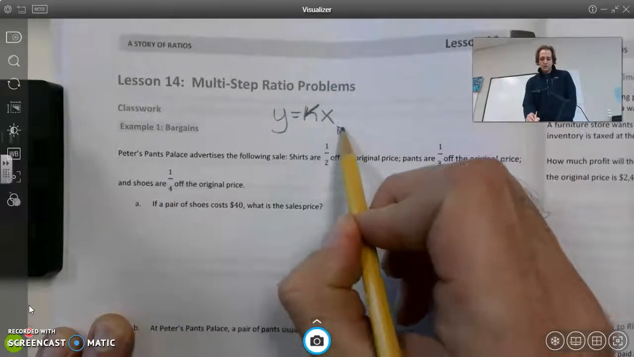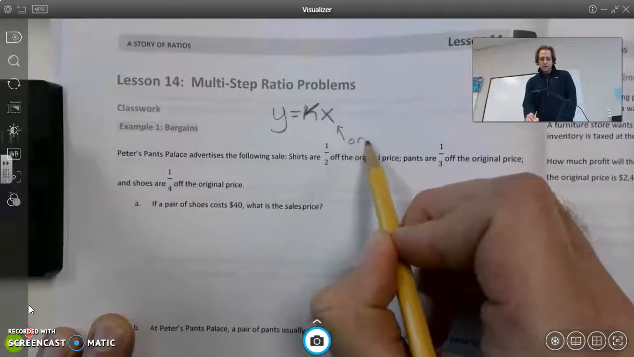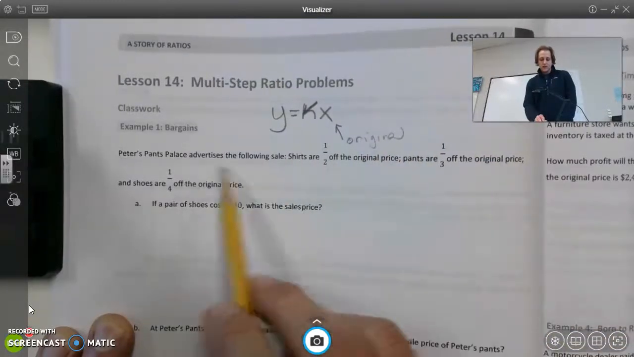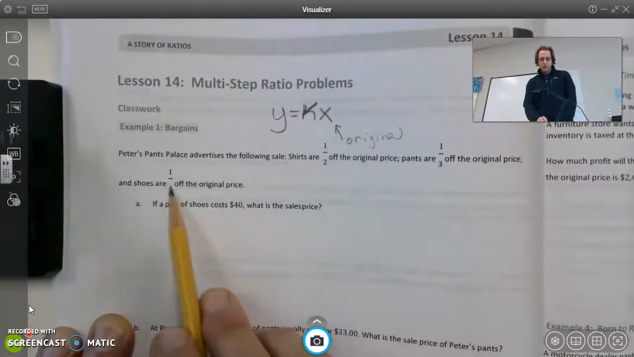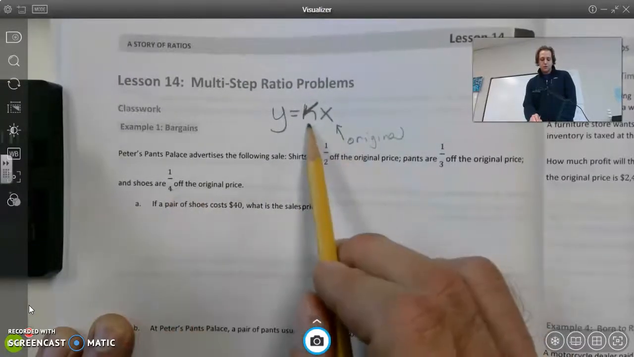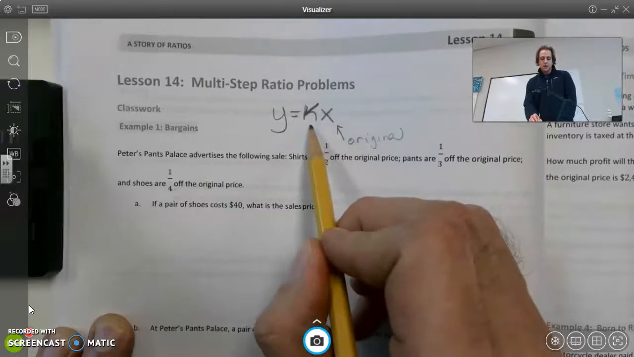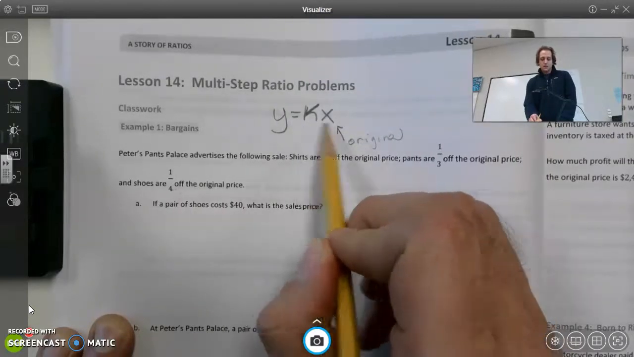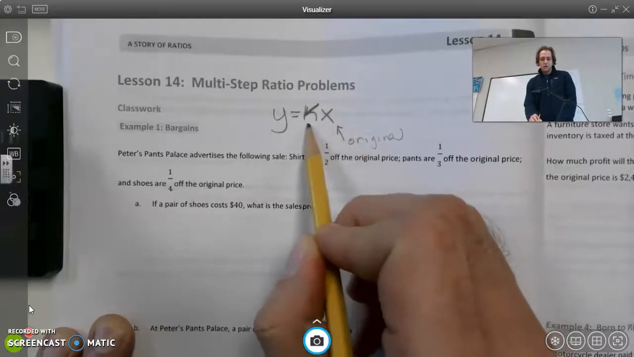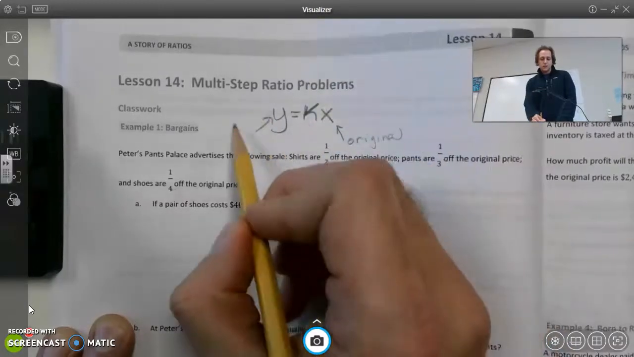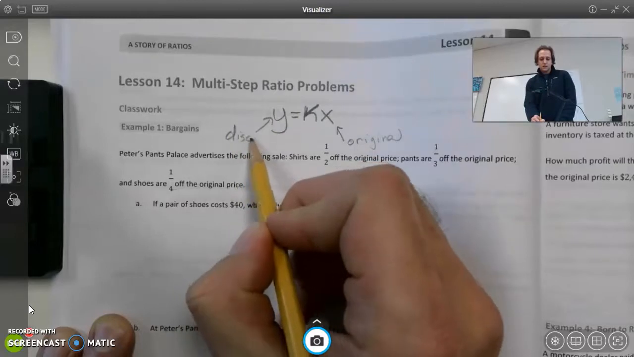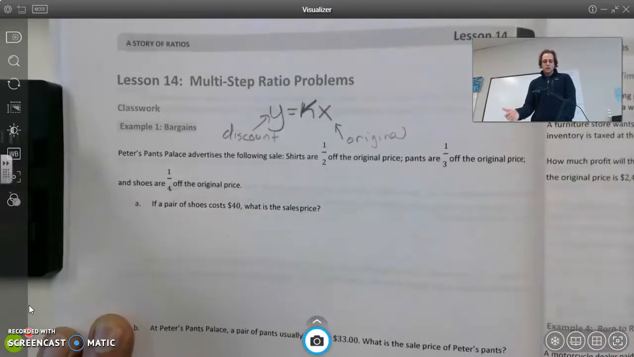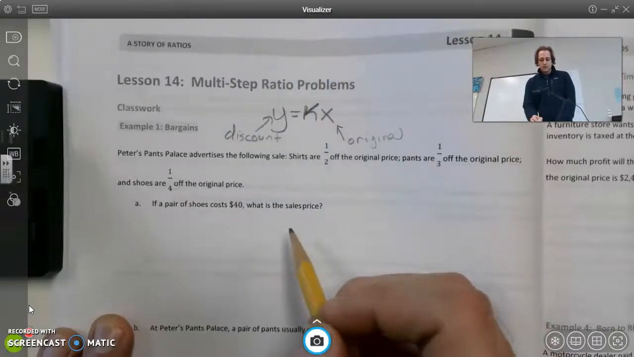This original price, the discount that they are offering is 1/4 off of the original price, or 1/4 of the original price. So if I were to use 1/4 as my constant, whatever this original price is times 1/4 is going to give me my discount. And that's what I would subtract from the original price. So let's go in here and check this out.